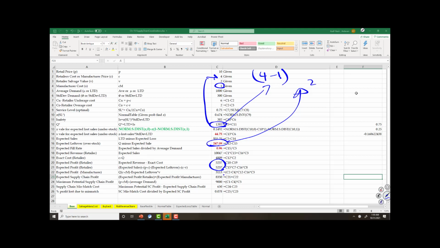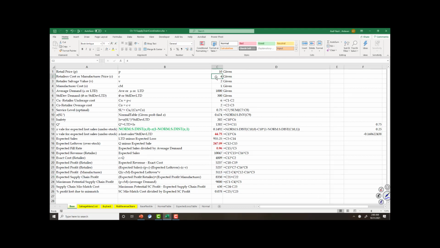We need to compute that revenue: the first revenue, the gap between sales price and manufacturing cost for the supplier or manufacturer, multiplied by what has been sold, and then subtract the leftover multiplied by the salvage value. And therefore, the profit of the supply chain would be the summation of the profit of the retailer and the profit of the supplier or manufacturer.